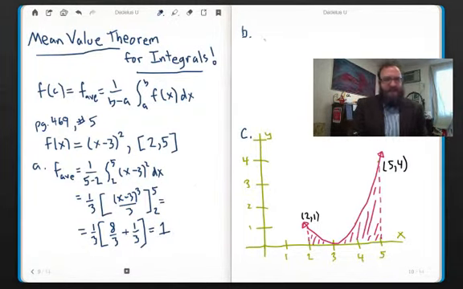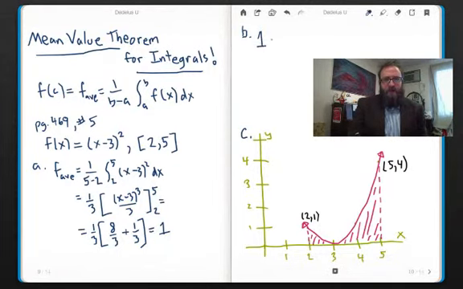Part B says find c such that f average equals f of c. Well, our f average we just solved for. That's 1. We just solved for that in part A. So we take that and set that equal to the original function itself. So, not so bad, right? (x minus 3) squared. So we're going to take the square root of both sides. We'll just get 1 equals x minus 3. And we will add that 3 over. So we get x equals 4.